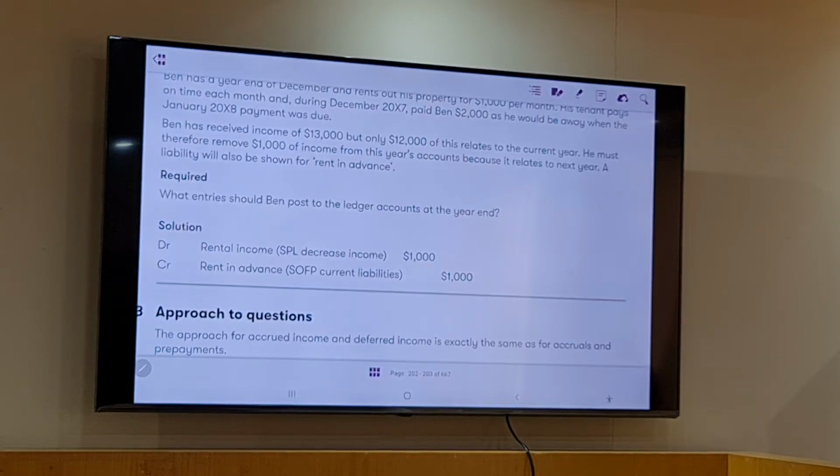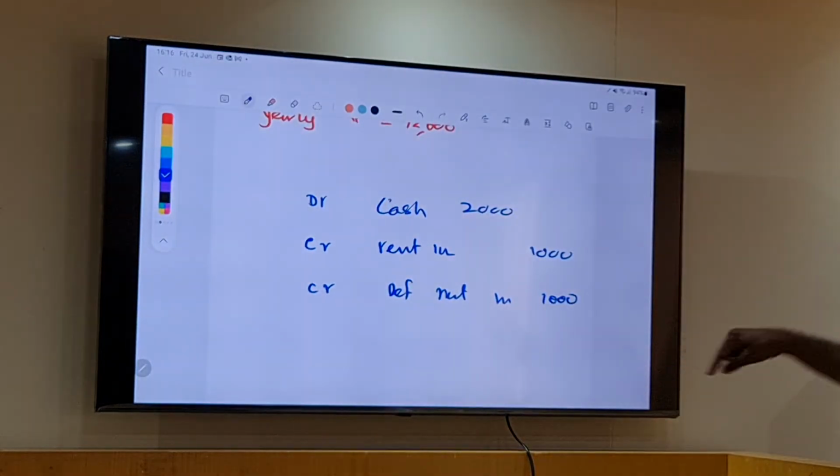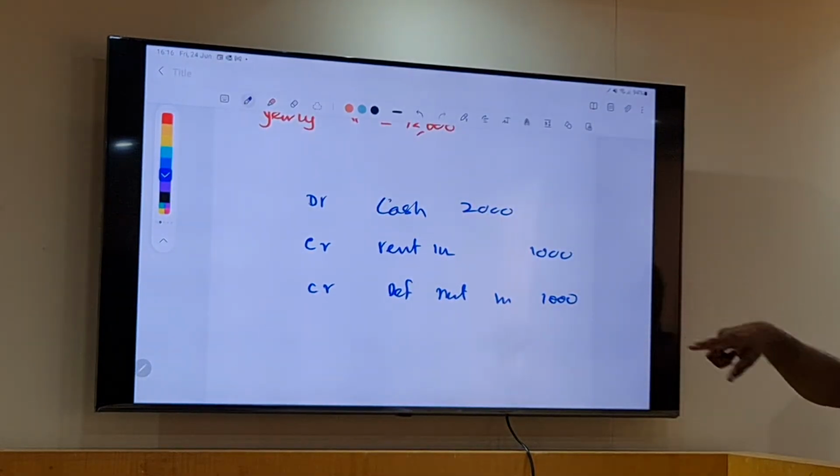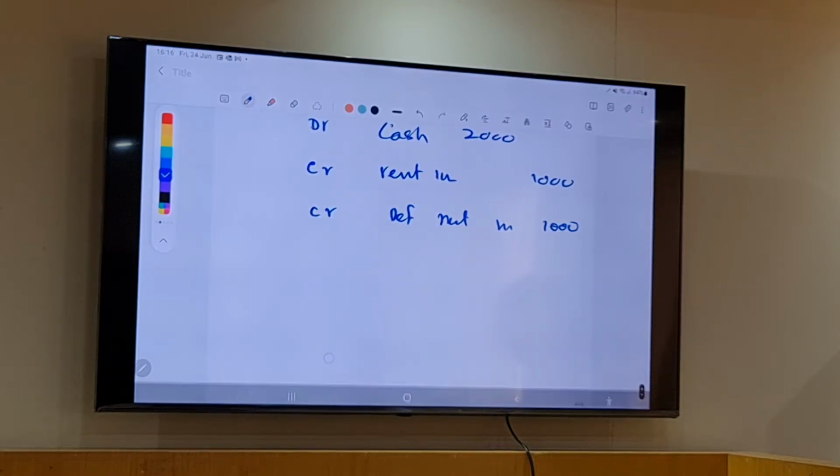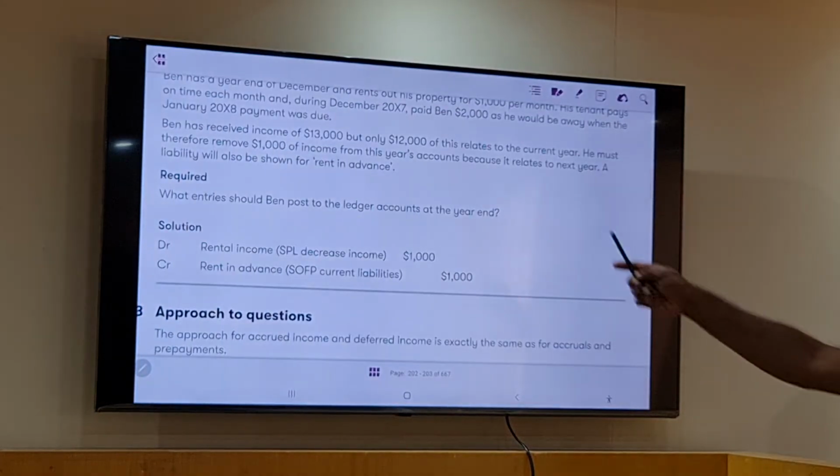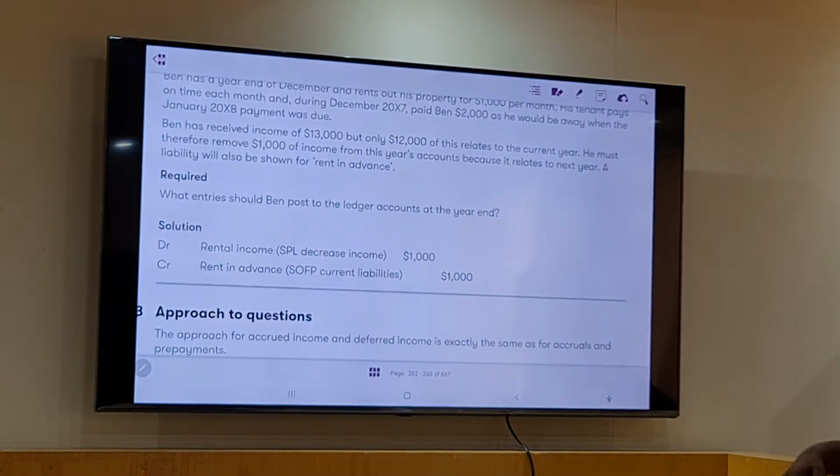Yeah, it will. Now, okay. If you summarize this double entry, you will end up there. Now, the total rent income: Ben has received 13,000 income by 31st December. Total cash for the year is 13,000. But what should be the rent based on the agreement? 12,000. So 1,000 has been taken more. Now, this income relates to next year, and that is what we call deferred income.